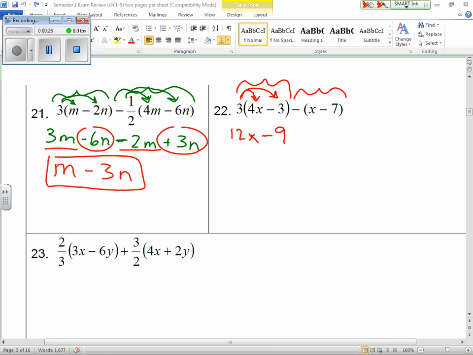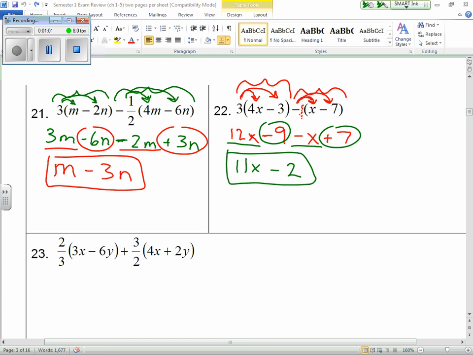Over on this half, we have negative, and we've got an implied 1 here. So negative times x is just minus x, and a negative 1 multiplied by a negative 7 would be a positive 7, so we'll have plus 7. So now the ones that are alike are x's. We have 12x minus x, which is 11x. And we have a negative 9 and a positive 7 that we're combining together, and it'll give us negative 2. And those are not alike, they're unlike, so we can't put them together.